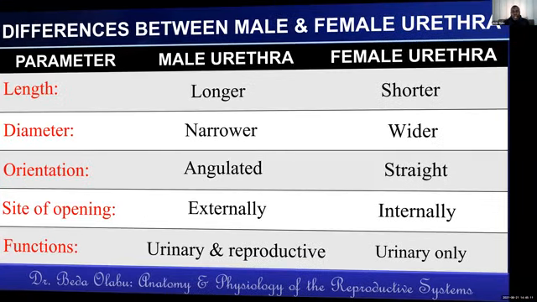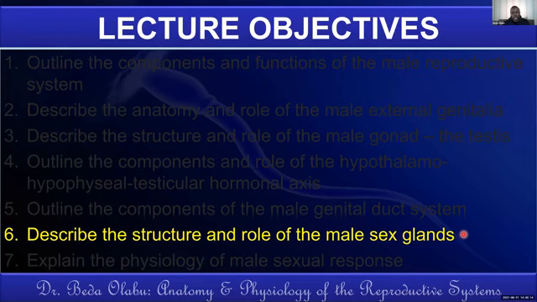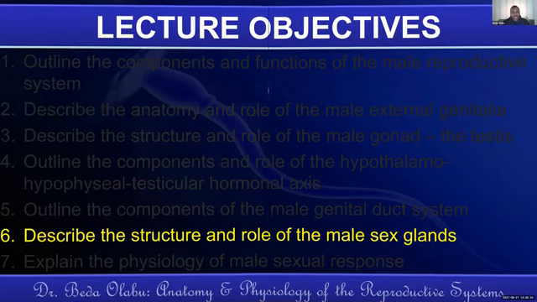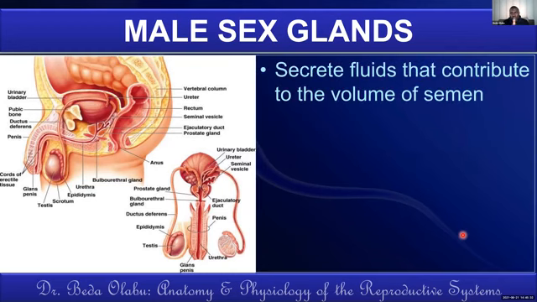Okay, now let's talk about the male sex glands. So basically the male sex glands refer to the organs or the glands that produce semen. Usually this contributes to the overall volume of semen.